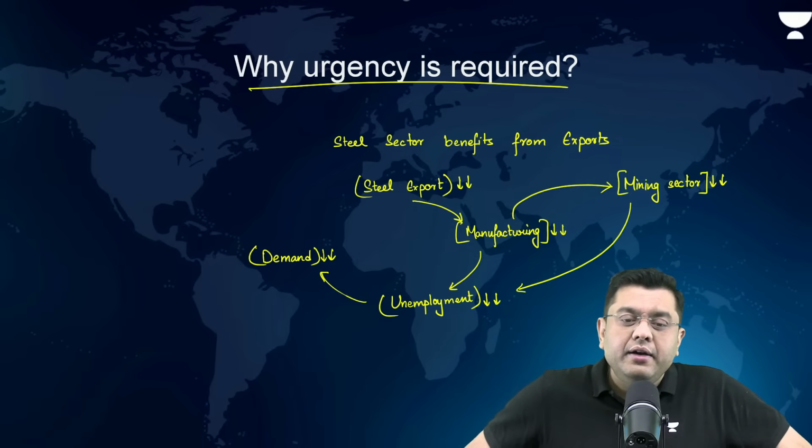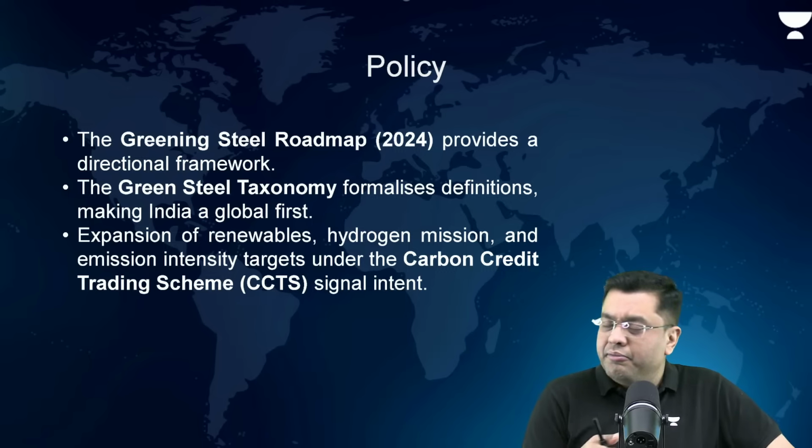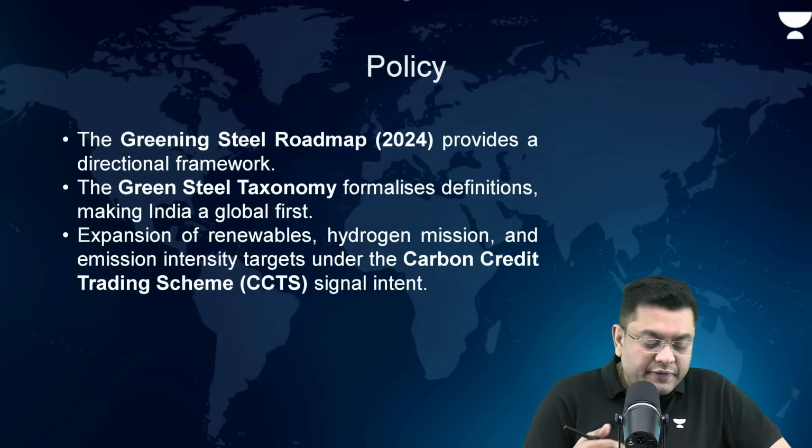Now, there are some policy initiatives which have been initiated by the government of India. For example, the greening steel roadmap, the green steel taxonomy that formalizes definitions, which the Indian government is one of the first in the world to do. Then, even when we talk about the carbon credit trading scheme, there is also the emission trading, etc. But in all of this, we have an issue.